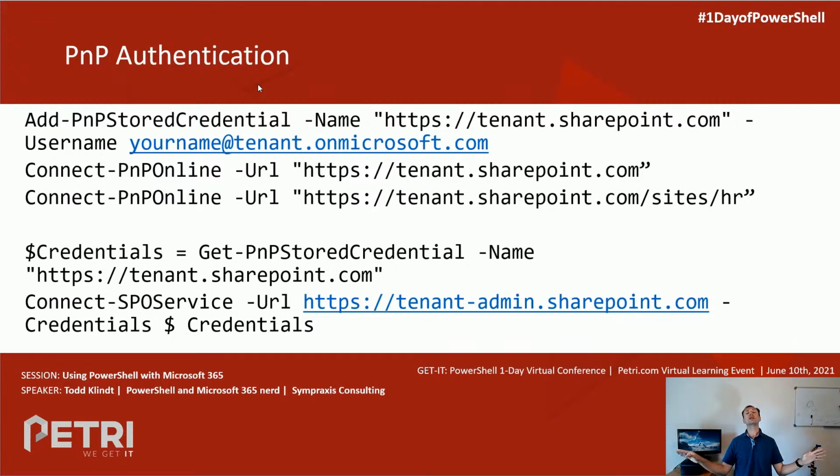I use this all the time. I mentioned that I type my password once for a new user in the cloud. This is why, because I can just do connect after that. To make it even better, it not only does it for the root, but it does it for any subsite. So if I try to connect to /sites/HR with no credentials, it will look for /sites/HR. If it doesn't find it, it will look for the tenant, and then it will use that.